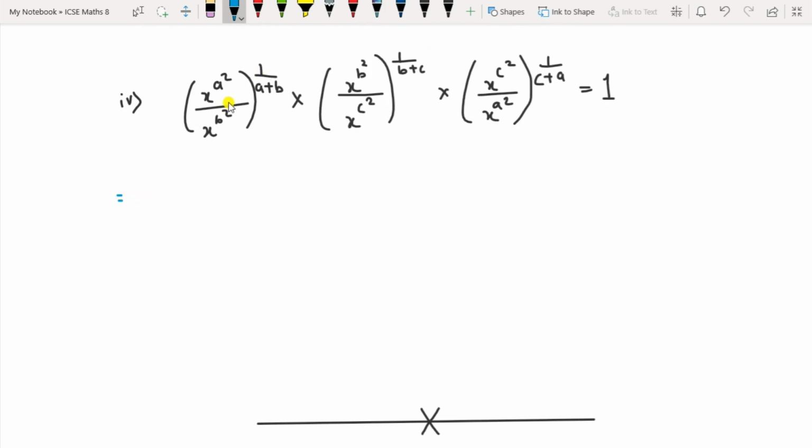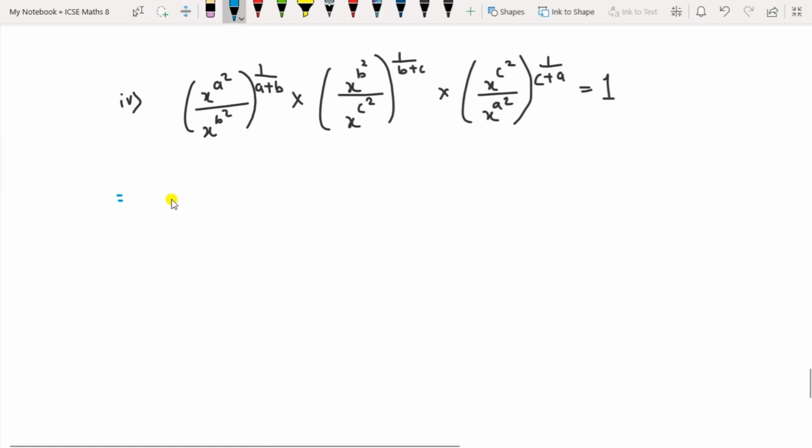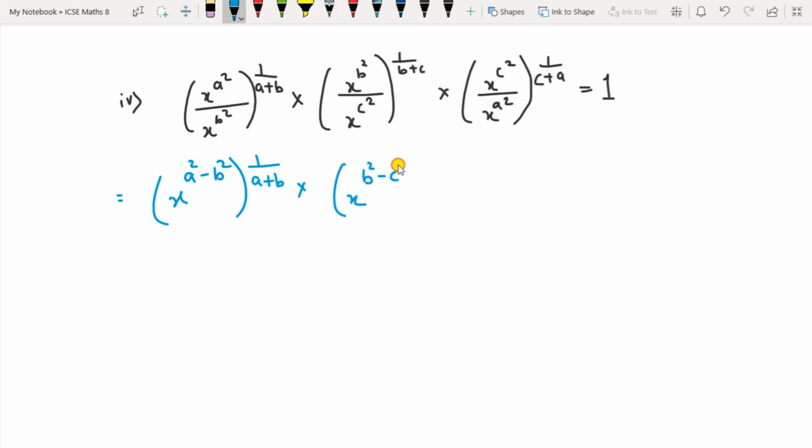Now again first subtract this one and multiply with this. So let us solve this one. So this becomes x raised to a square minus b square, the whole upon 1 upon a plus b, multiplied by x raised to b square minus c square, the whole upon 1 upon b plus c, multiplied by x raised to c square minus a square, the whole upon 1 upon c plus a.